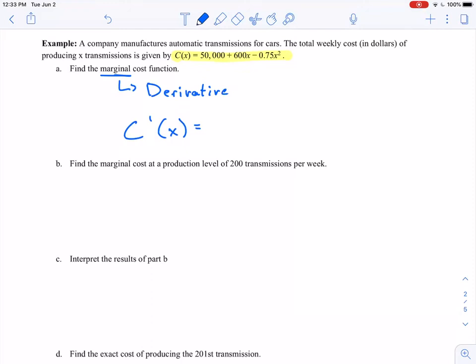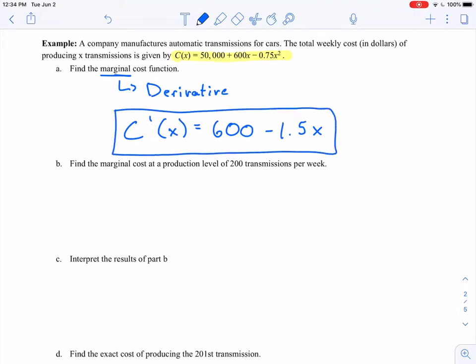So let's see, derivative of 50,000 right here, I know that's just going to be 0 since it's a constant. Derivative of 600x, that should just be 600. And derivative of negative 0.75x squared, I'll multiply by my power, so negative 1.5x here. So there is my marginal cost function. It's simply just the derivative, and I can use my power rule to find that derivative.